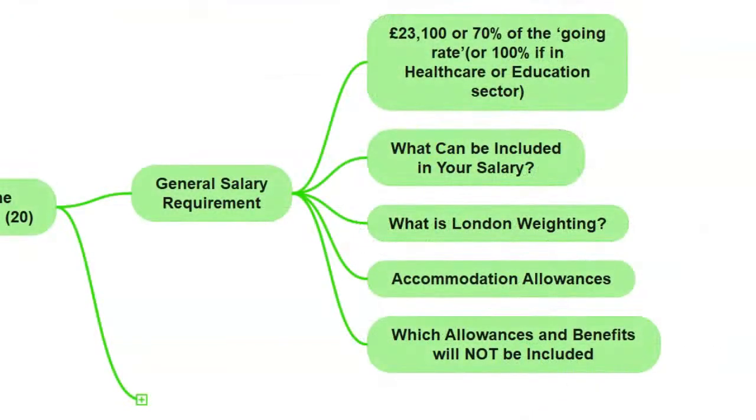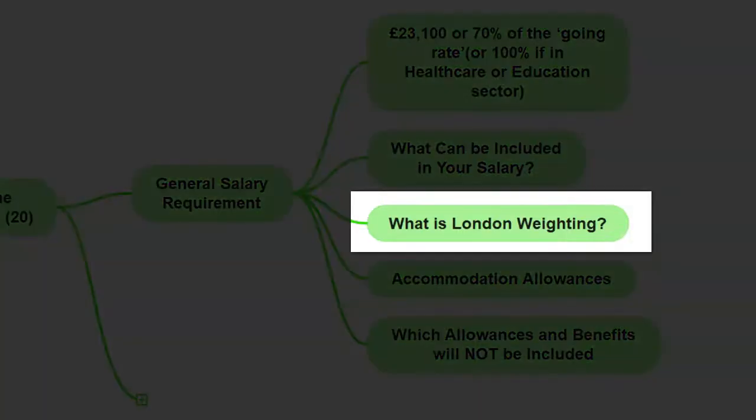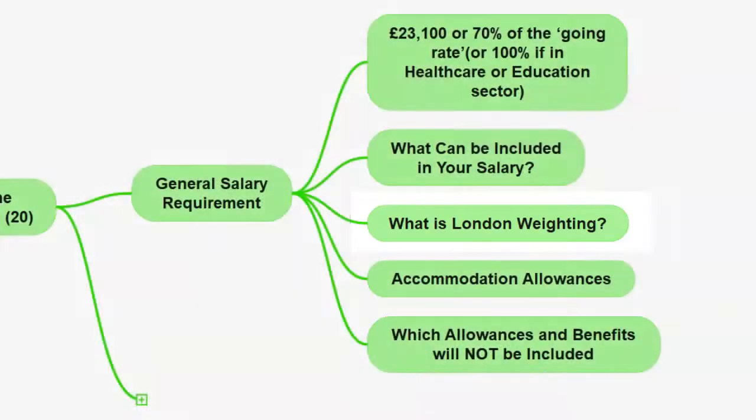What can be included in your salary? Okay, only your guaranteed basic gross pay can be included, and any allowances which are guaranteed to be paid for the duration of your employment. For example, if you intend to work in London, then the allowance called London weighting can be included in calculations, or if you're going to be paid a mobility premium to cover the additional costs of living in the UK. So what is London weighting?